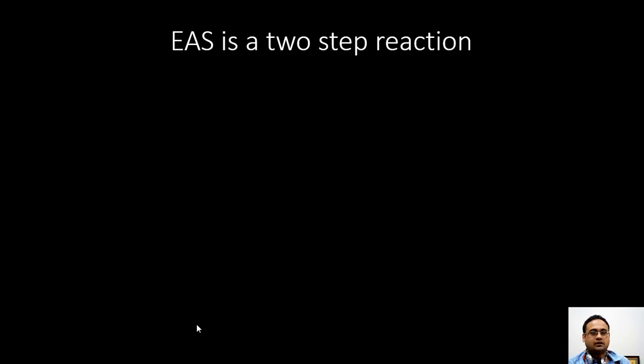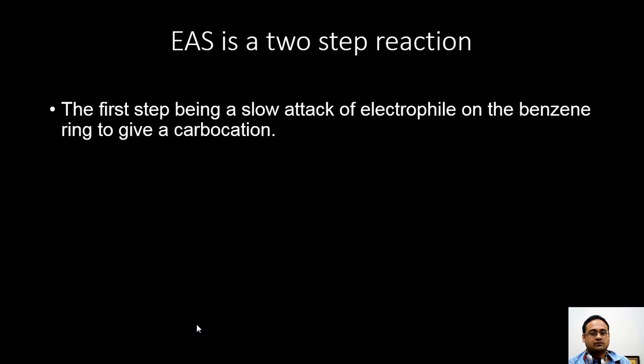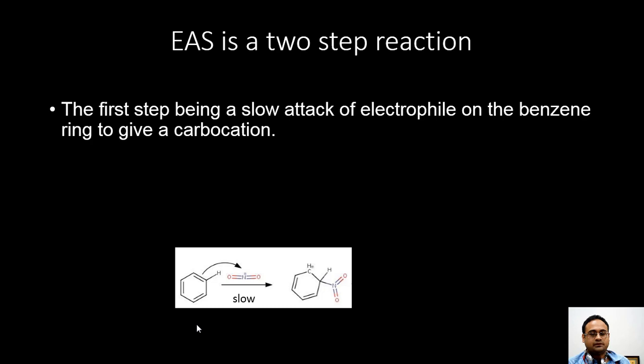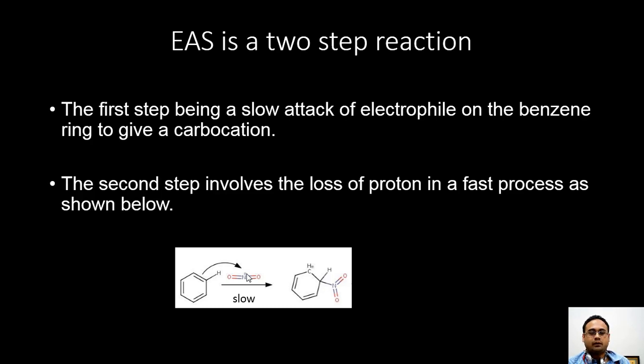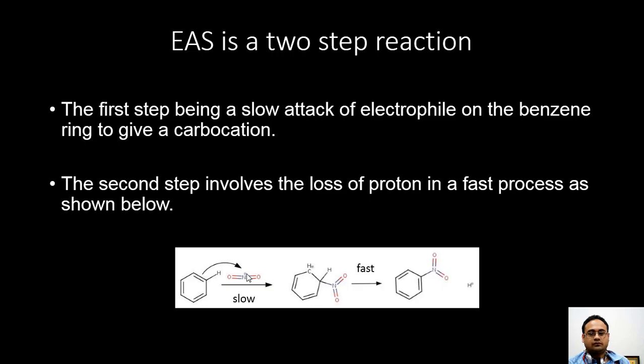So therefore, it is clear that electrophilic aromatic substitution is a two-step reaction in which the first step is the attack of the benzene ring on the nitronium ion, and this is the slow step, and the second step involves a very rapid loss of proton to give the product.